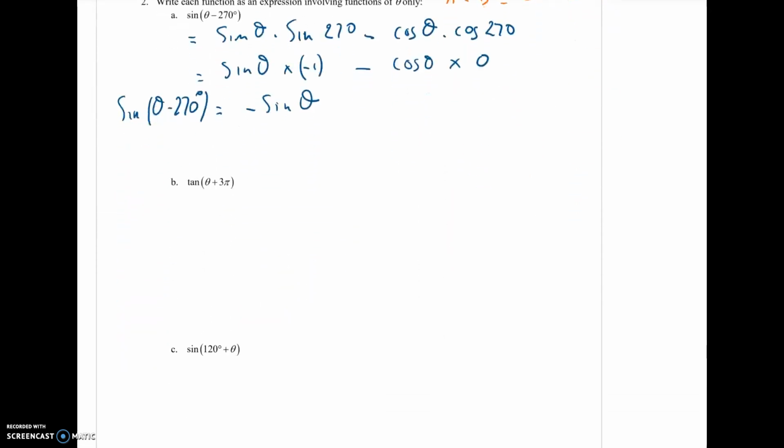Now, we're having tangent(theta + 3π). I would advise you to graph, and I'm going to do it for you by hand. What I would suggest is understand what 3π is and where we are when we're doing 3π. So we are going to do 1π, 2π, and finally 3π.